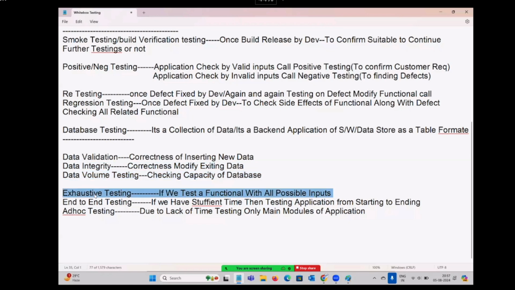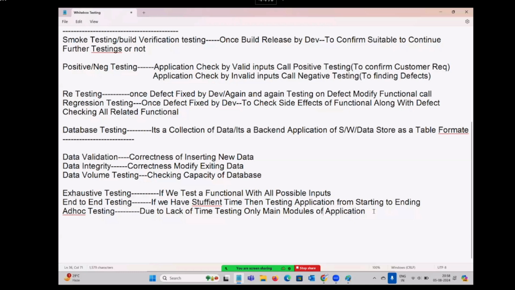Exhaustive: if you test a functionality with all possible inputs. End to end: if you have sufficient time, testing the application from starting to ending. Ad hoc: due to lack of time, testing only main modules. Are you clear on my point up to here?